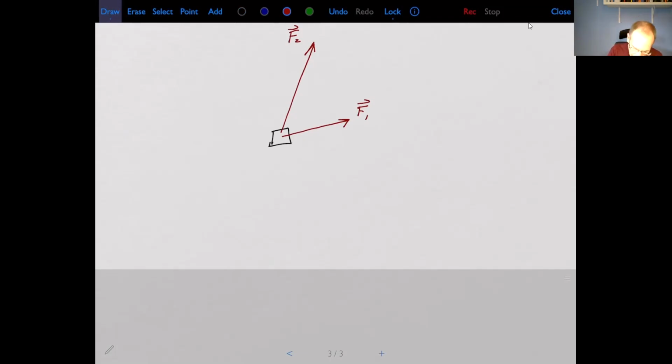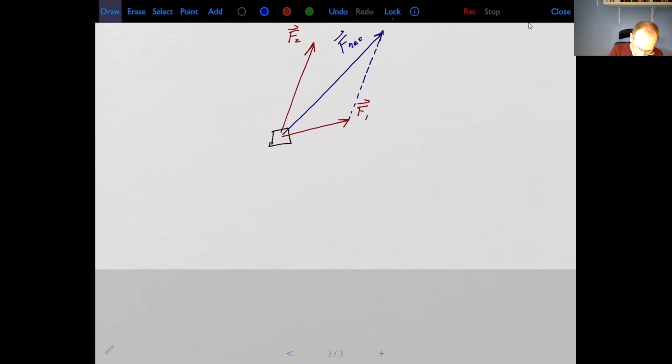So if we just do this graphically, right, I can move the tail of F2 to the tip of F1. So it's sort of like this. And if I draw a vector from the tail of F1 to the tip of F2, that's going to be my net force, right? That's the sum of all the forces acting on the object.